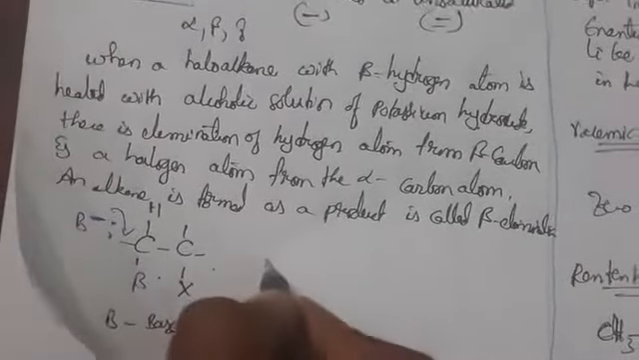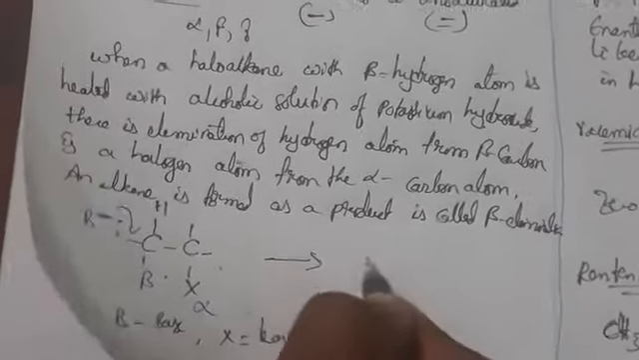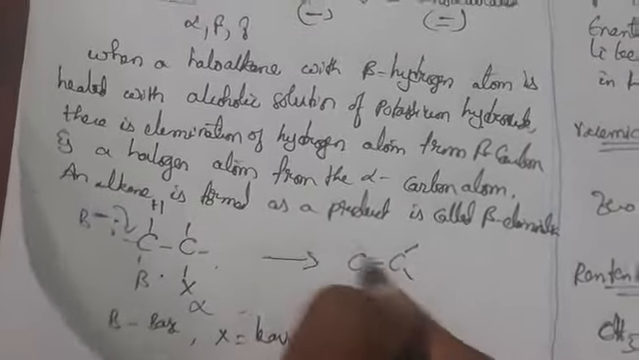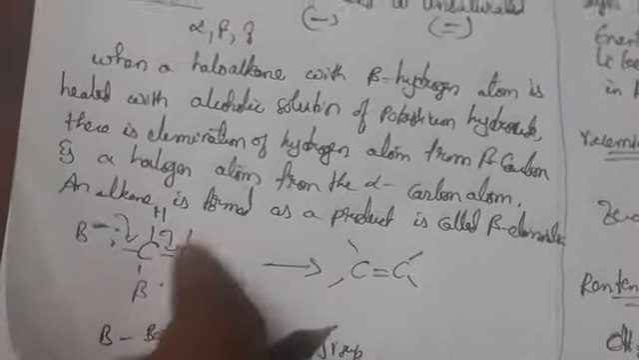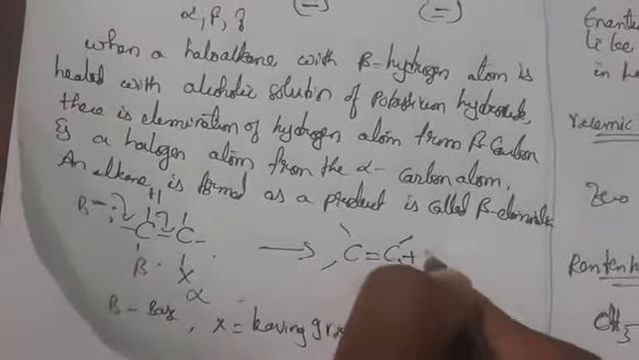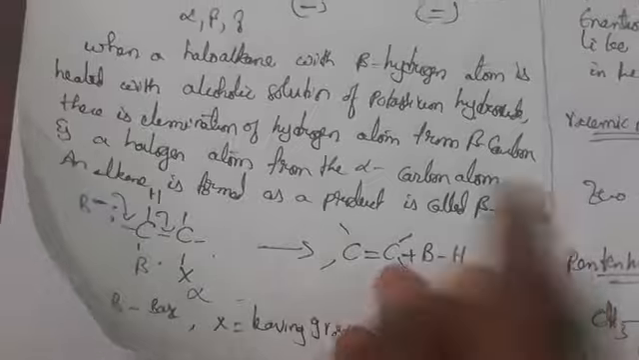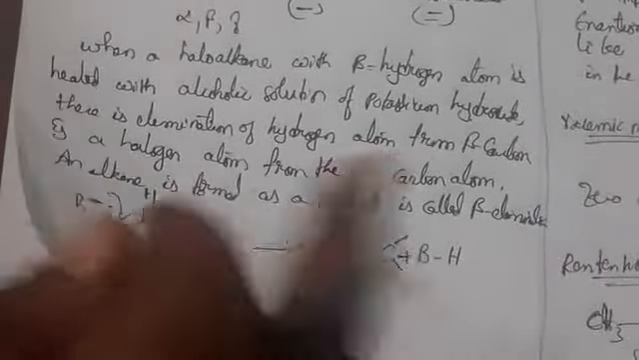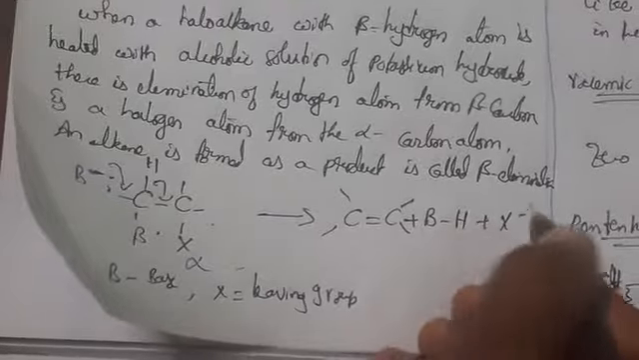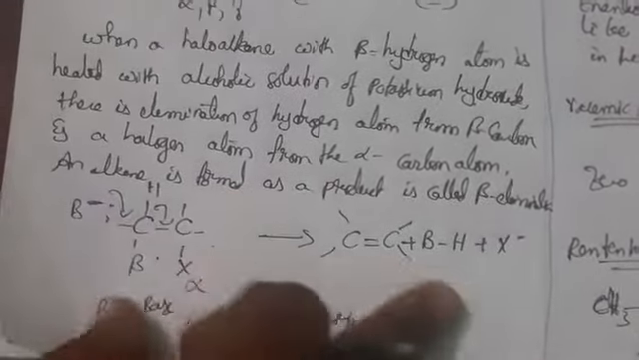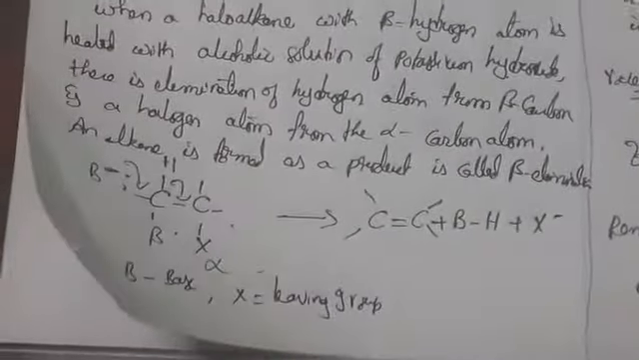When we eliminate these, we form an alkene. The double bond forms, and the base picks up the hydrogen, giving BH, and X minus leaves. So this is the beta elimination reaction.